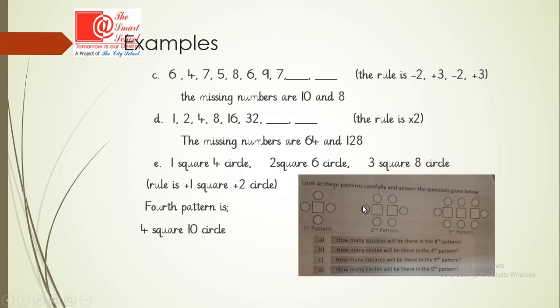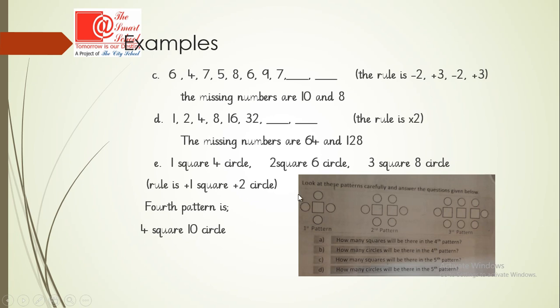Now here is one pattern. It is given in page number 17 of your textbook. Okay, now you can see here in first pattern 1 square and 4 circles. In second pattern 2 squares and 6 circles, and then 3 squares and 8 circles. So what is the difference in squares? Yes, 1, then plus 1 is 2, then plus 1 is 3. But what about circles? The squares are 1, 2 and 3. So in next pattern it will be 4 and then 5 and then 6 onwards.